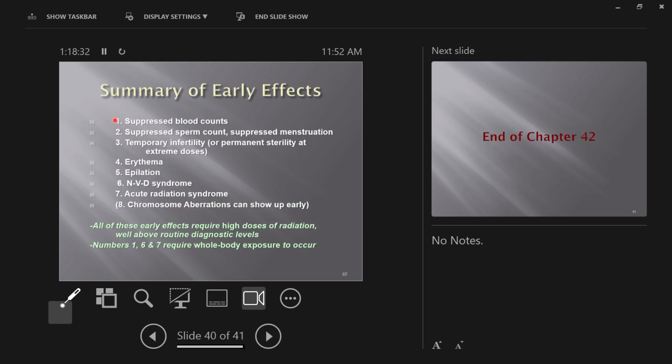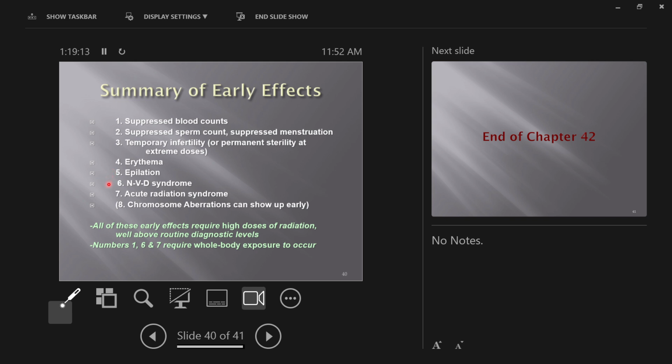Let's go back and remind ourselves about what we talked about at the very beginning, the early effects. Early effects required significant exposures to happen, so not likely to happen in the diagnostic X-ray room. Suppressed blood counts, suppressed sperm counts, and suppressed menstruation. Temporary infertility or permanent sterility at extreme doses. Erythema of the skin. Epilation, hair loss.